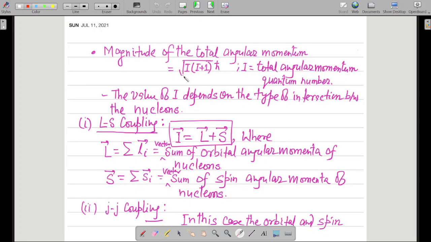The magnitude of total angular momentum is given as the square root of I into I plus 1, times h cut. Now I is your total angular momentum quantum number. You must remember these things as they are. Even if you are not able to visualize them, you must remember them for the time being. They will become clearer in the upcoming sessions. So the magnitude is the square root of I(I+1) h cut, and I is the total angular momentum quantum number.